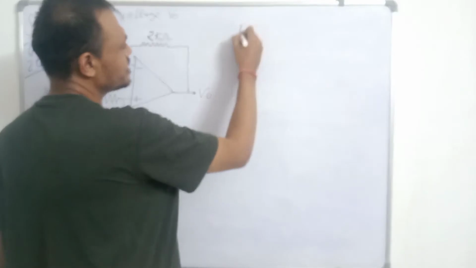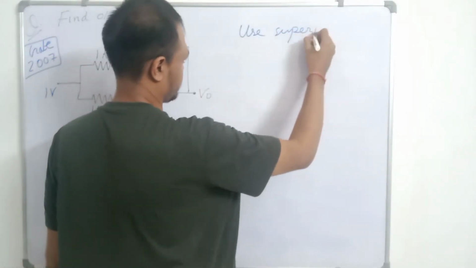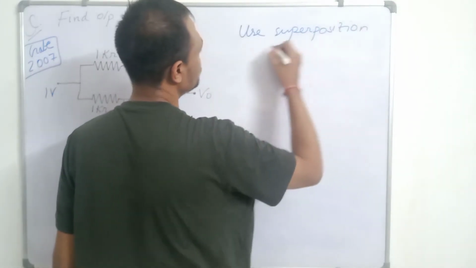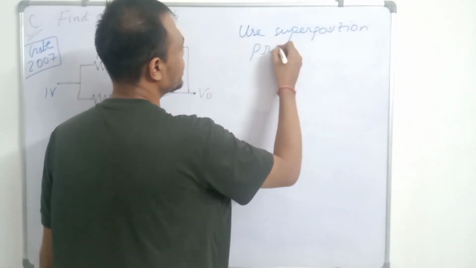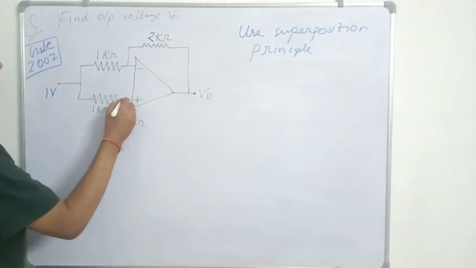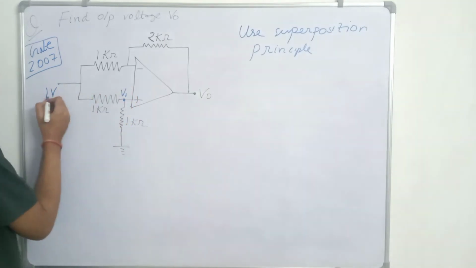So we have to use the superposition principle. First we will use it for the non-inverting terminal, then for the inverting terminal. Let this voltage be V1. This voltage is 1 volt.